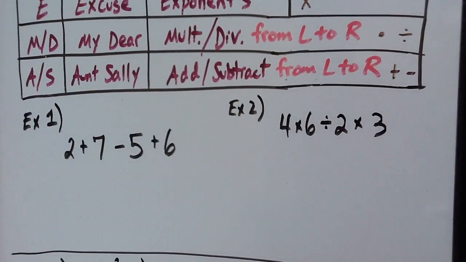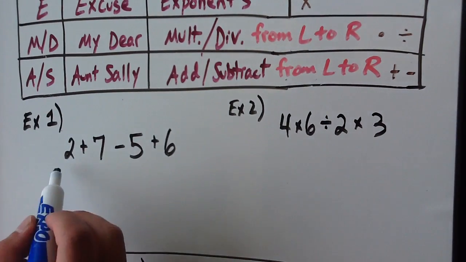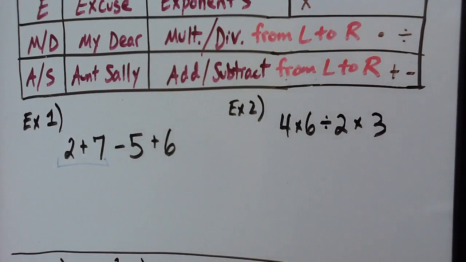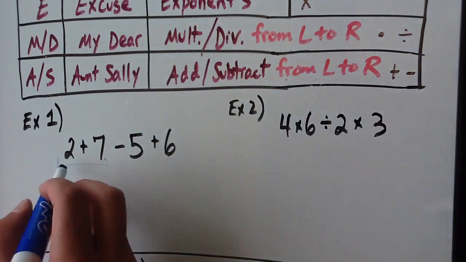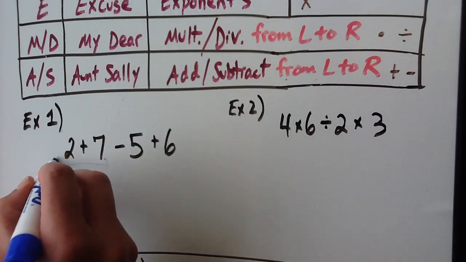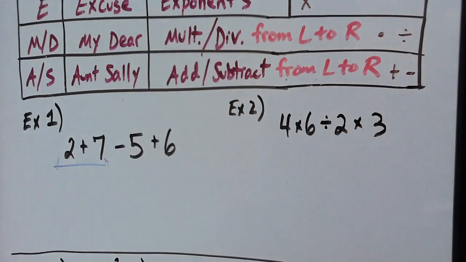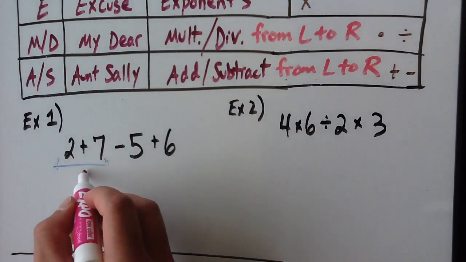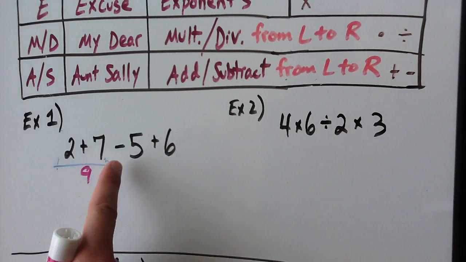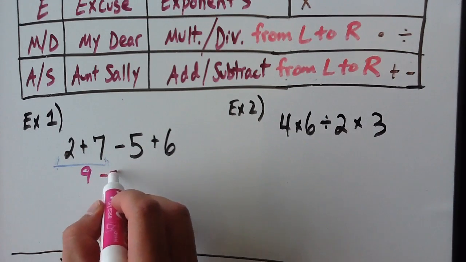So let's start on the left side. The first thing that I see is 2 plus 7. So I want you to put a bracket underneath 2 plus 7. We're going to do that first. Well, 2 plus 7 is 9. Okay, everything else I'm going to copy. So I'm left with minus 5 plus 6.